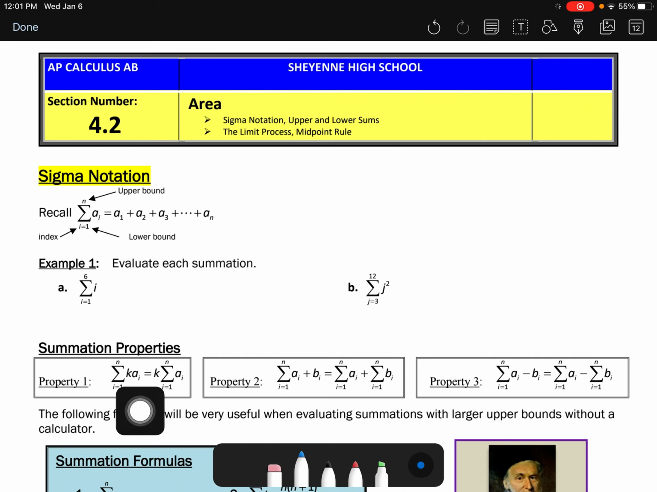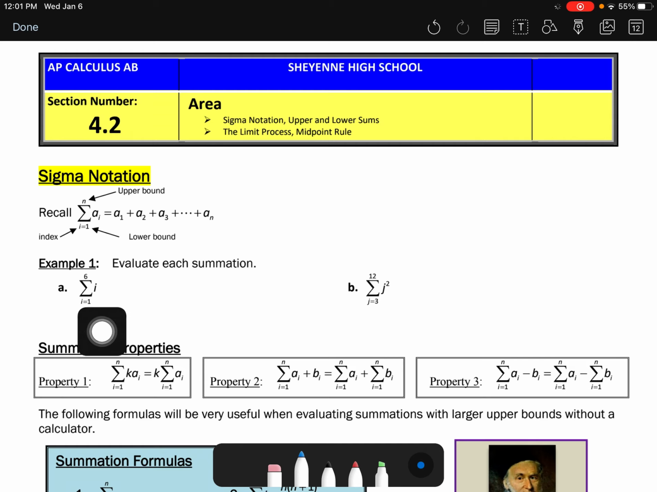It looks like a giant E, but it means the summation of some numbers from a bottom number, which is where you're starting from, the lower bound, up to the upper number, which is your upper bound. A lot of times they use the letter i as your counter. So i is like your counter. This is called sigma notation. This is the Greek letter sigma.